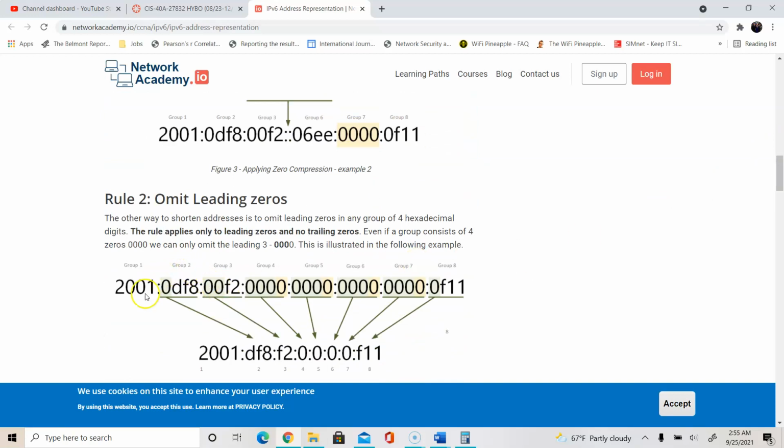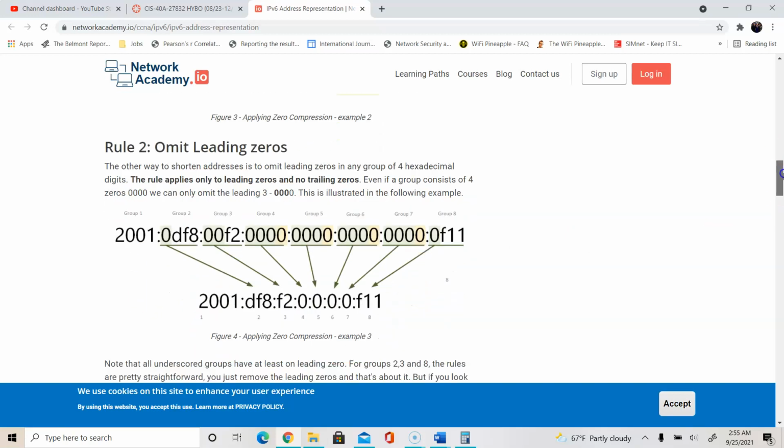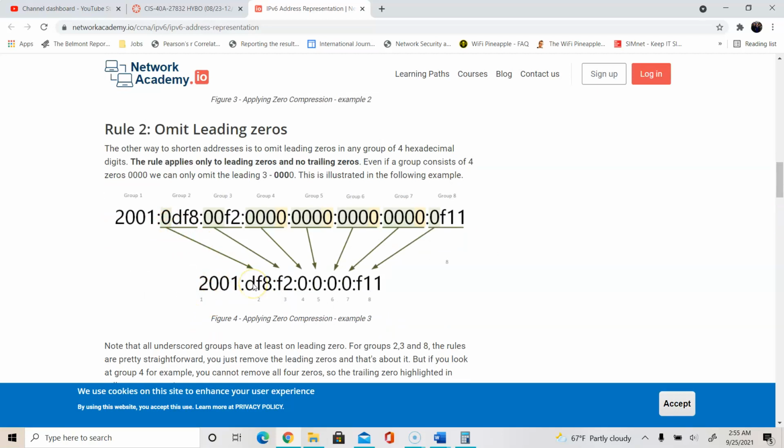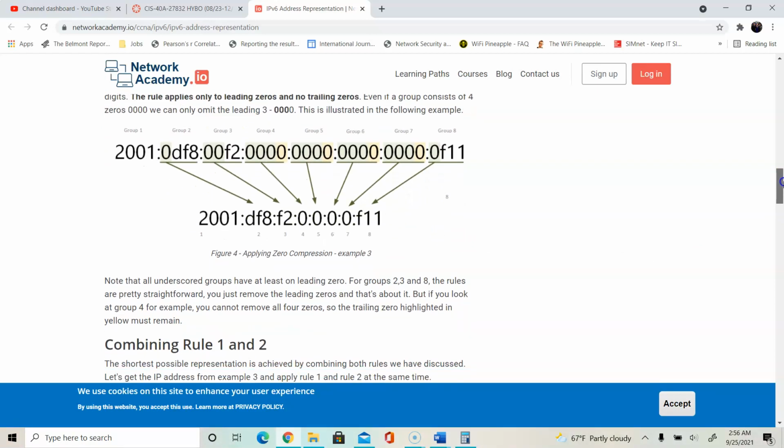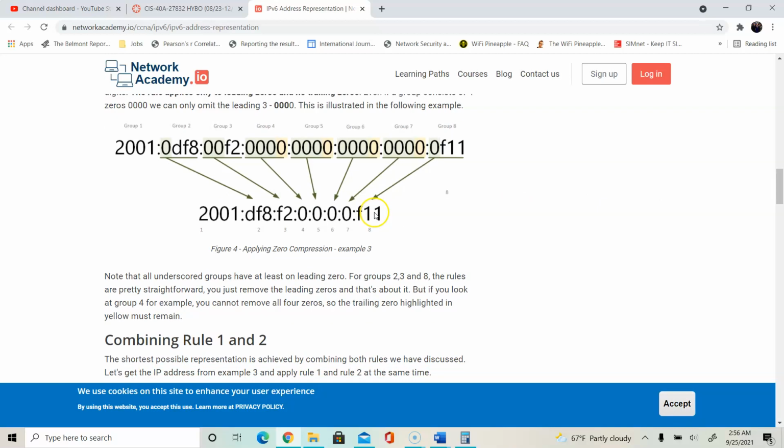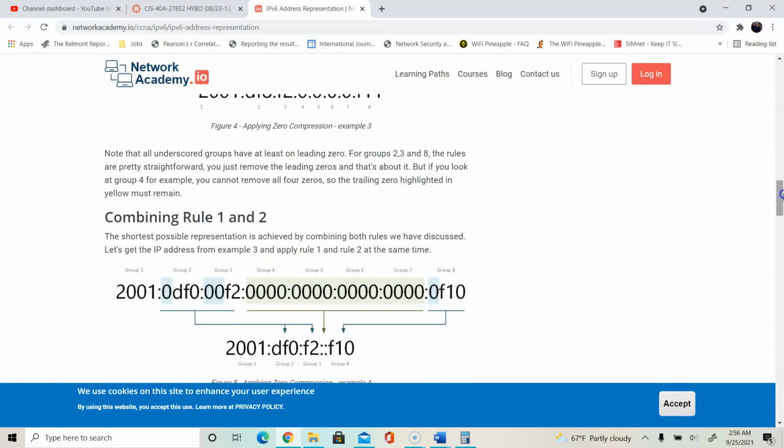Now if you want to, and you would see that sometimes you would omit the 0. So you can take out the 0 in front of this one, the 0 in front of those two, the 0 here, here, here, here, and here. So we can remove the leading 0 there. And so that would be represented like this. Now in combining the rules, it says the shortest possible representation is achieved by combining both rules. So we would then shorten this.